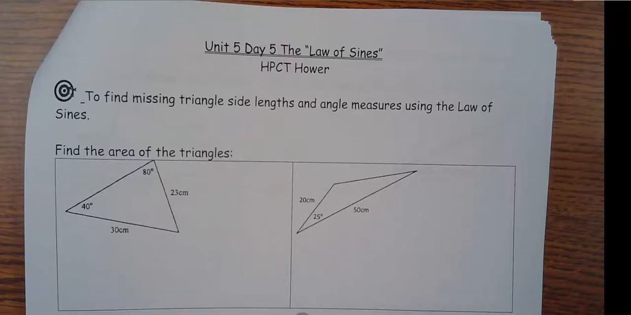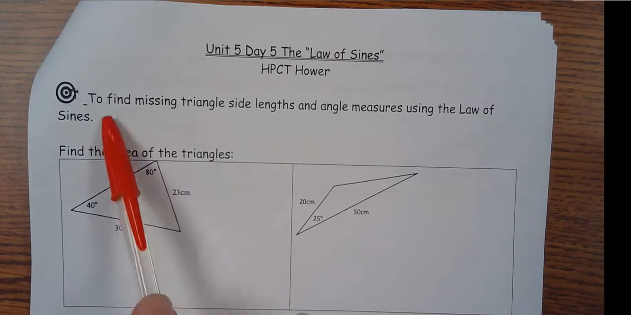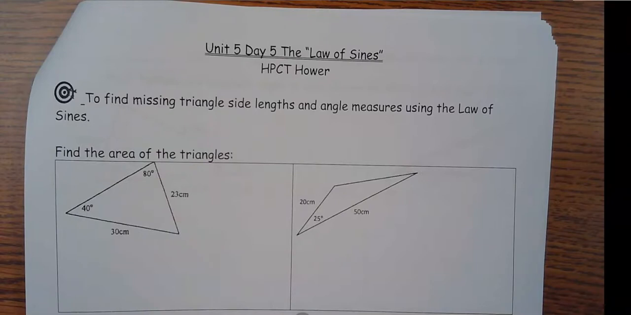Okay, day 5, and there's only one day of day 5. It's the law of sines. I know you did some of this in geometry. You use this when you don't have a right triangle, but you still want to find some missing sides and angles. So our learning target is to find missing triangle side lengths and angle measures using the law of sines.